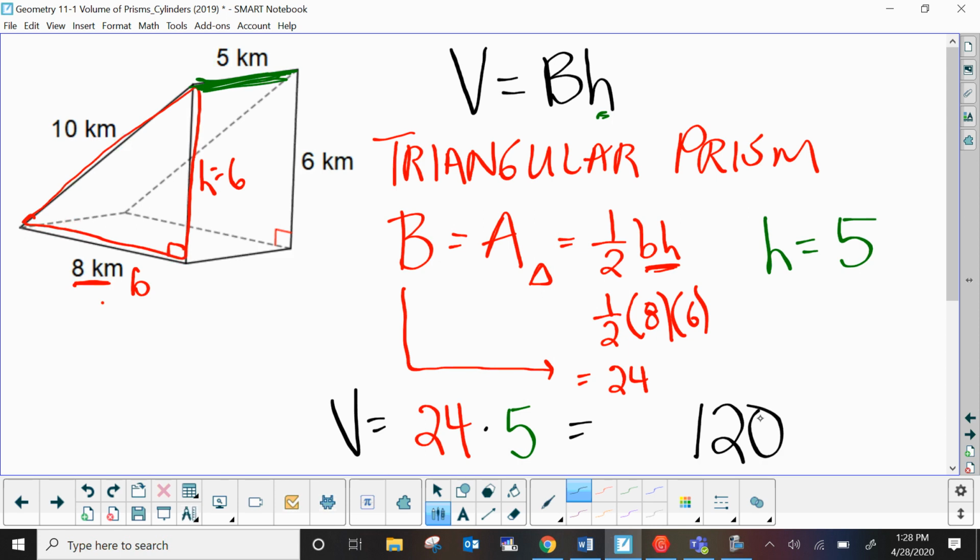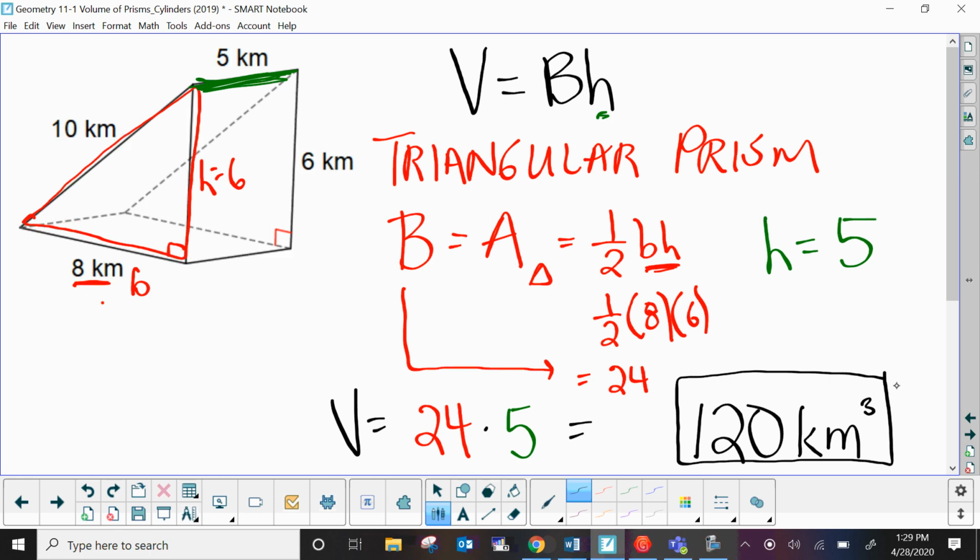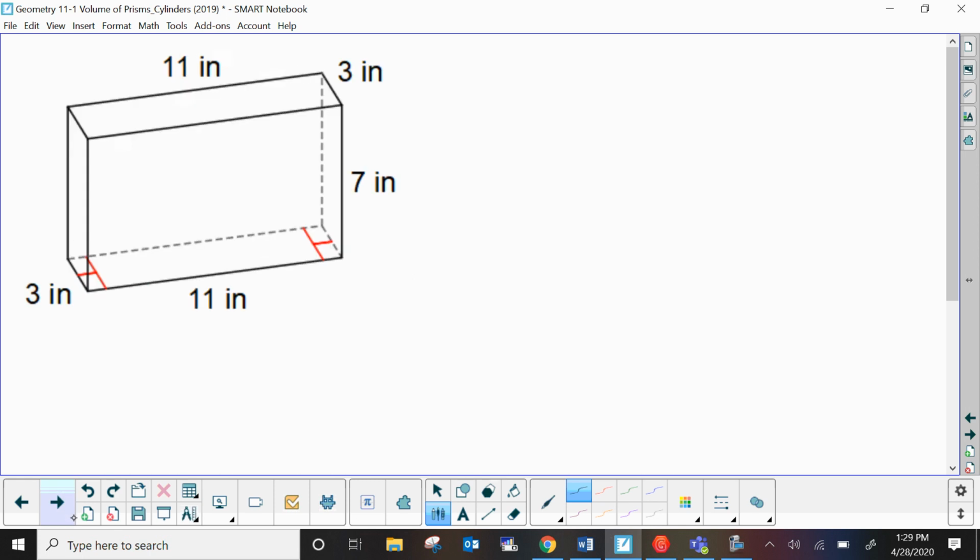24 times 5 is 120. Now, when it comes to volume of shapes, volume will always take on the units cubed. All right, that is a triangular prism. Okay, let's look at a rectangular prism.